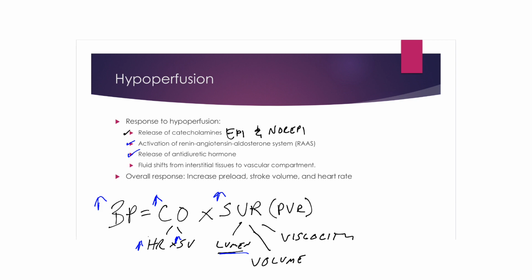Antidiuretic hormone is a potent vasoconstrictor, but also it tries to stop diuresis. It's like the opposite of Lasix, if you want to picture it like that. So you're trying to keep volume inside the body. And why is that important? Because we know, if we look at our equation down here, if you increase volume, you're going to end up increasing blood pressure. Okay?